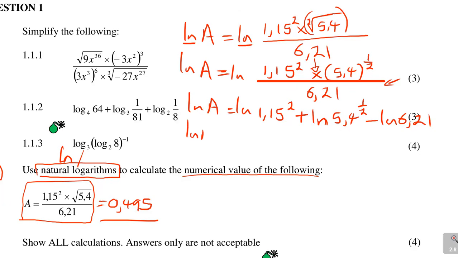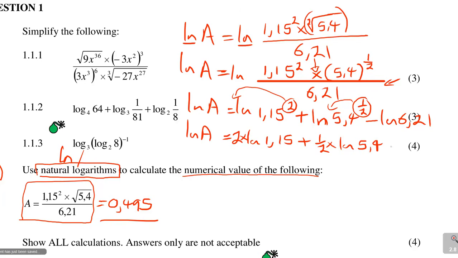Again, you continue. ln A is equal to, remember, the power 2 drops down, the half drops down. So that's what you do. So it's 2 ln 1,15 plus 1 over 2, remember, it's multiplying, times ln 5,4 minus ln 6,21.